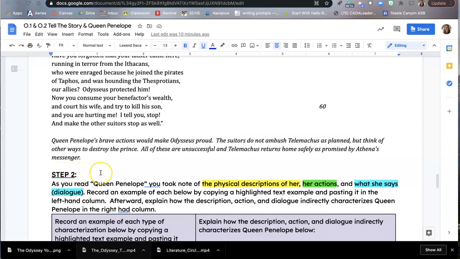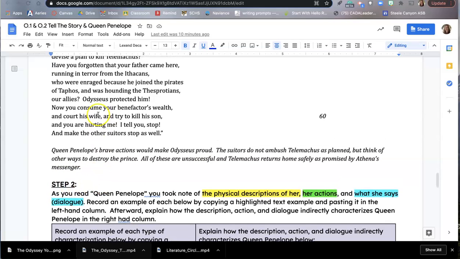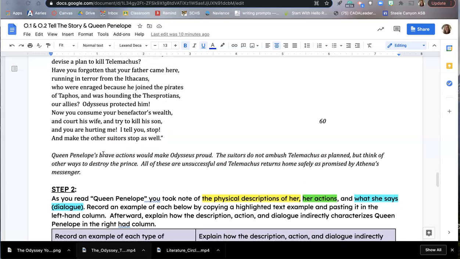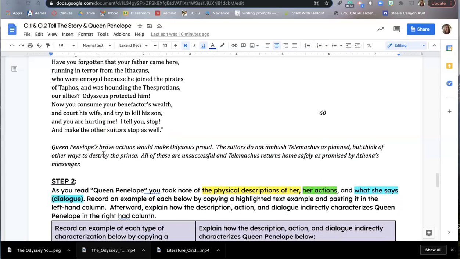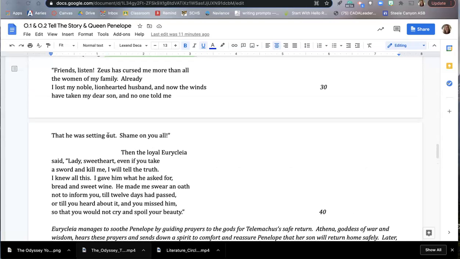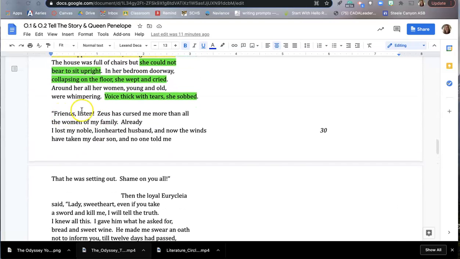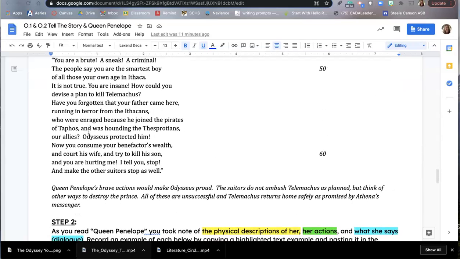So then we move on to step 2. If you have finished step 1 correctly, then there will be highlighted descriptions of her physical descriptions, her actions, and what she says. So there should be yellow, green, and blue all throughout this part. Okay, from here in line 28 all the way until the end in line 62.